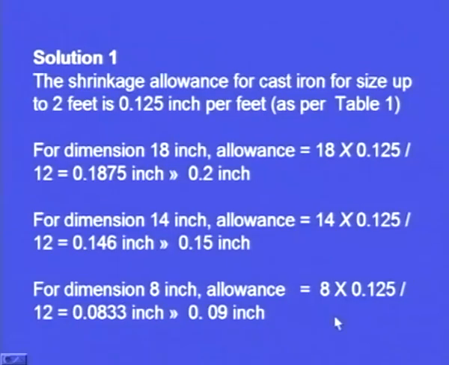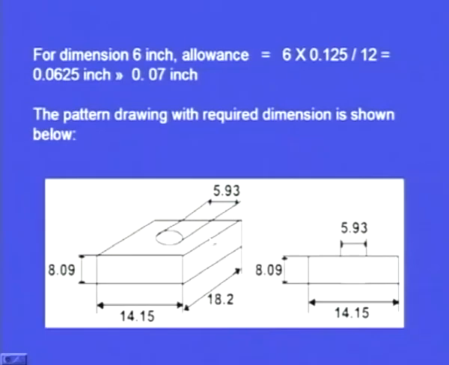Its allowance can be calculated like this, 8 into 0.125 whole divided by 12, that comes to be 0.0833 inches. We can round it to 0.09 inches. And there is the dimension of 6 inches, that is the hole, and its allowance will be 6 into 0.125 divided by 12, that comes to be 0.0625 inches. We can round it to 0.07 inches.